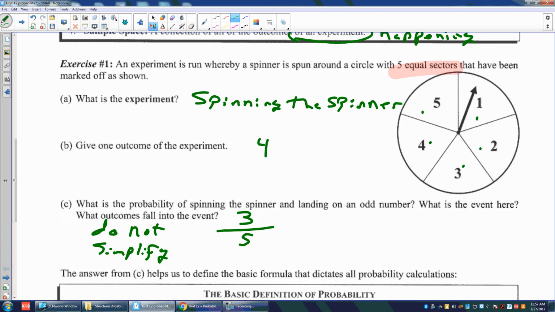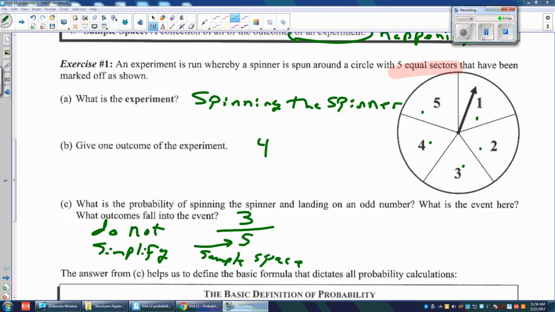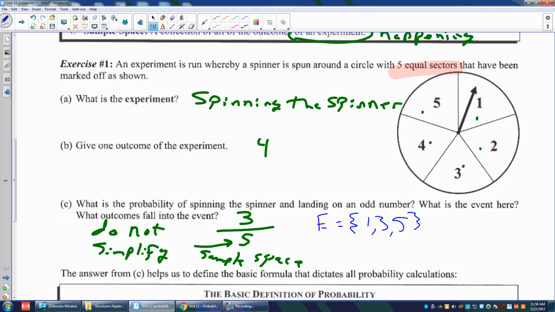You're like, hey, 3/5 doesn't simplify. Yes, but a lot of times these fractions can simplify. I don't want them simplified because I want to know how big the sample space is. Okay, what's the probability of the spinner landing on an odd number? 3 out of 5. What's the event here? The event is 1, 3, 5. In braces, not in parentheses.